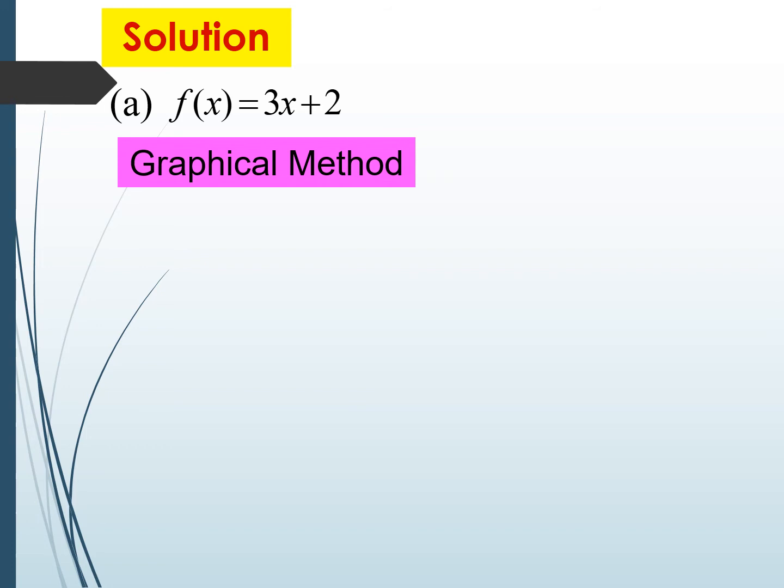So for question A, function f(x) equals 3x plus 2, there are two methods to show one-to-one function. First, we try the graphical method. Okay, to use the graphical method, we need a graph. So we need to sketch the graph. So this is the graph of f(x) equals 3x plus 2. This is a straight line with m equals 3 and c equals 2.